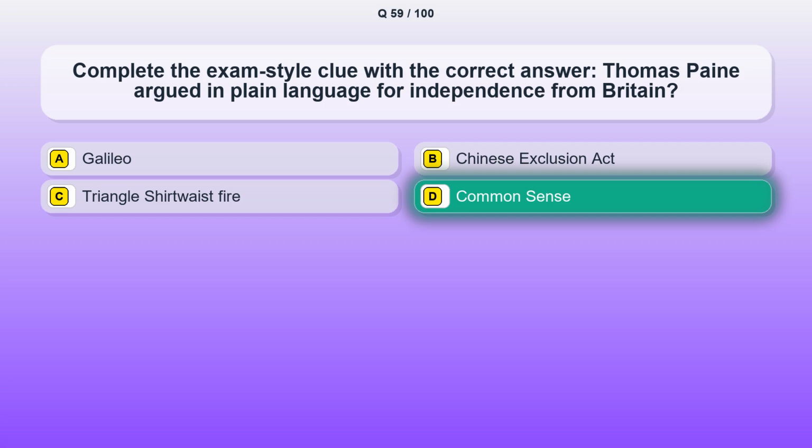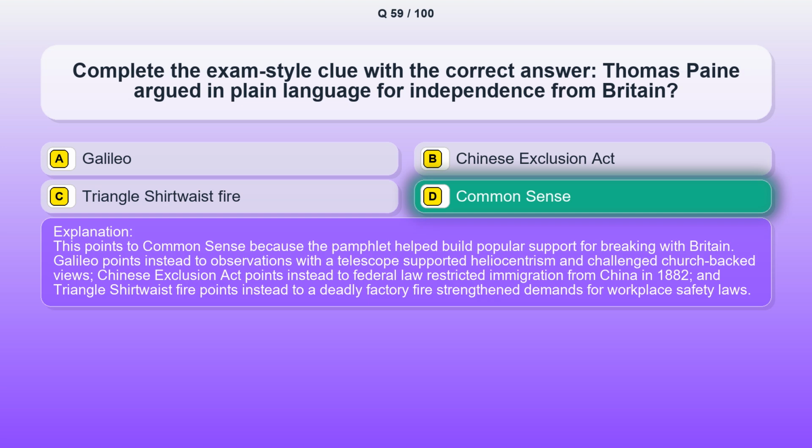The correct answer is option D, Common Sense. This points to Common Sense because the pamphlet helped build popular support for breaking with Britain. Galileo points instead to observations with a telescope supported heliocentrism and challenged church-backed views. Chinese Exclusion Act points instead to federal law restricted immigration from China in 1882, and Triangle Shirtwaist Fire points instead to a deadly factory fire strengthened demands for workplace safety laws.